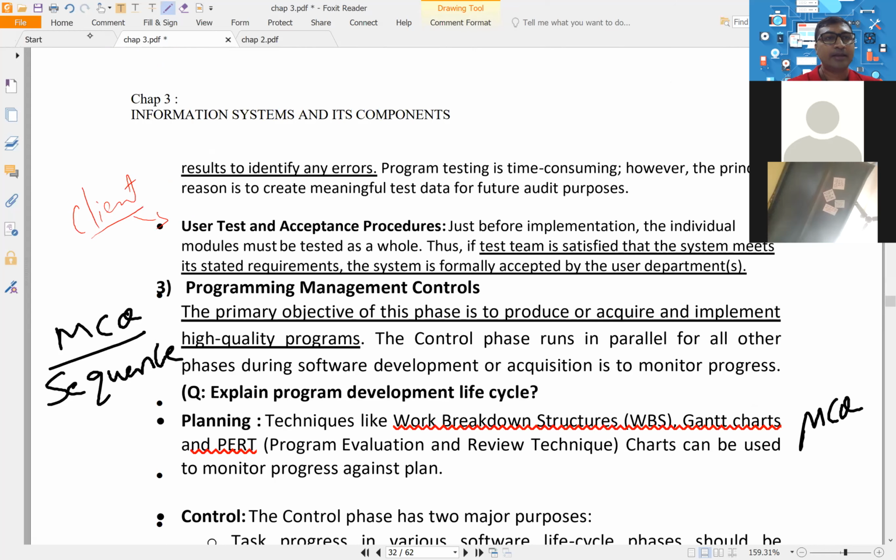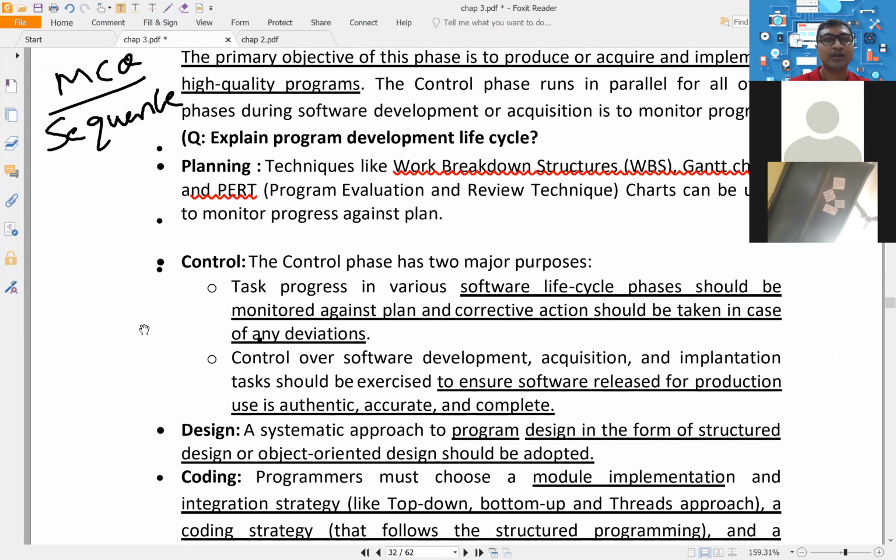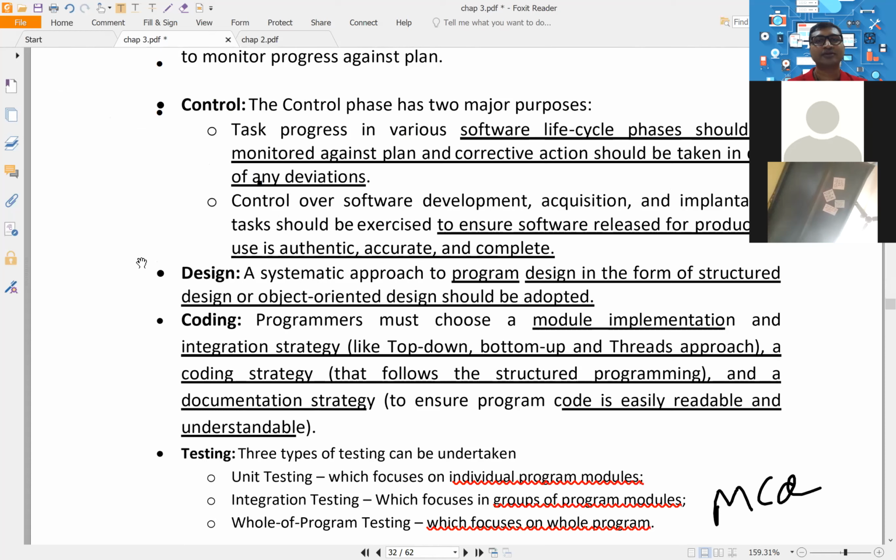Now after this, the next concept which we have done was programming management. If we have decided not to buy software but to develop the software, which software? Application software. Correct? So in that case, programming management controls will come. Now here you need to remember the sequence: first planning, then control, design, coding, then testing and maintenance, from the MCQ point of view. Apart from that, here also basic points are there, like design. You should go for structured or object oriented. Structured is a traditional model of designing. Object oriented is a new form of designing.